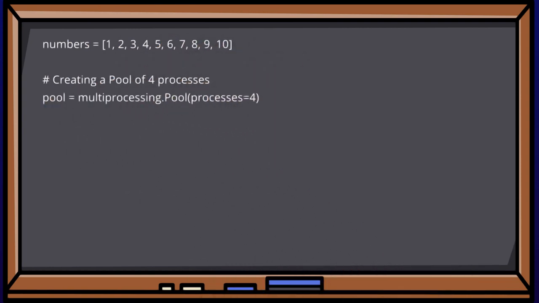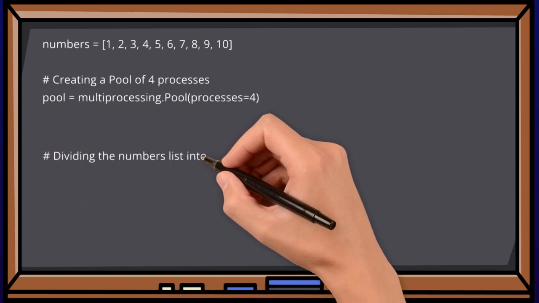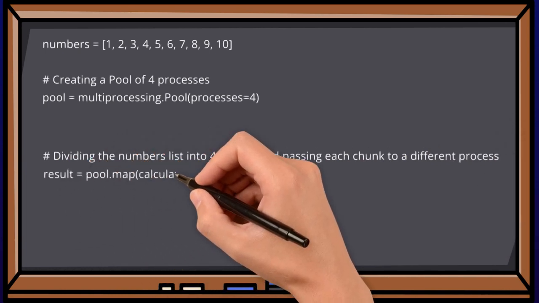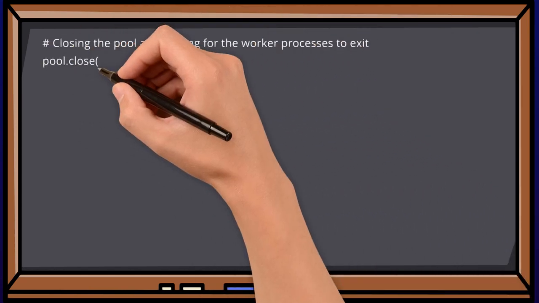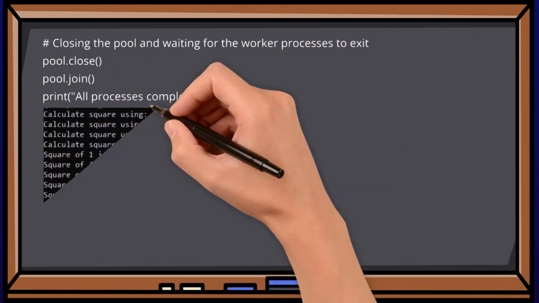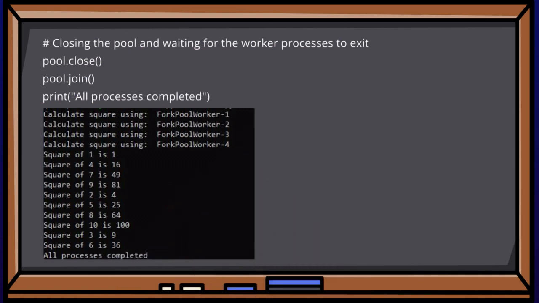Then we create a list of numbers from 1 to 10. Next, we create a pool of 4, which means there will be a maximum of 4 processes running at a time. Then we divide the numbers list into 4 parts and pass them into the calculate_square method using the pool map method. Lastly, we close the pool and wait for the processes to finish. After everything ends, we print "all processes completed" to know all the processes are done.